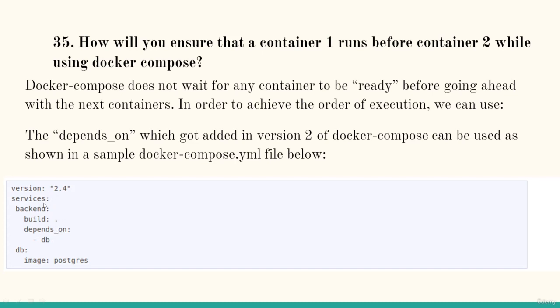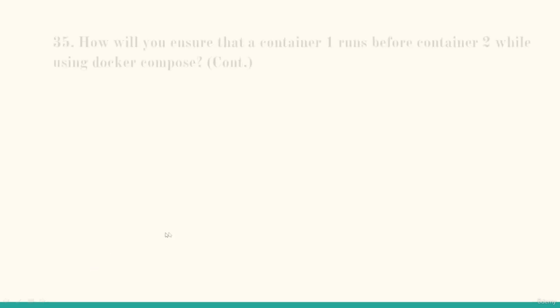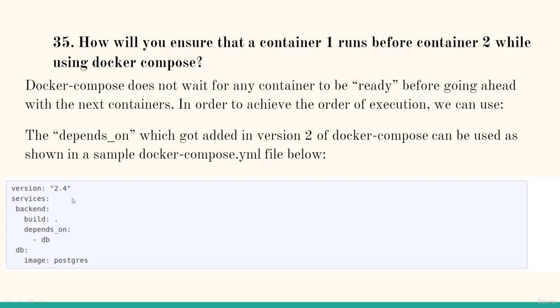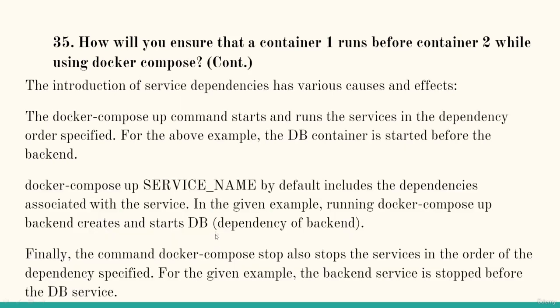So the backend, as you can see, one of the services, will not be started unless the DB is ready. Finally, the command docker compose stop will also stop the services in the order of the dependencies specified. For example, the backend service is stopped before the DB service. So if I return back here, when I create the backend, first it will create DB with this image, because it depends on it. So when I stop or delete it, it will stop or delete DB first, then it will stop the backend later.